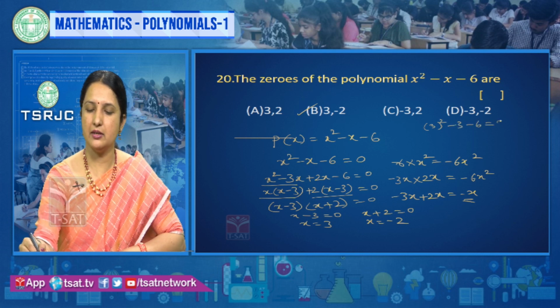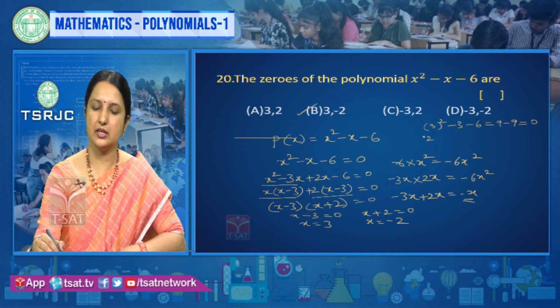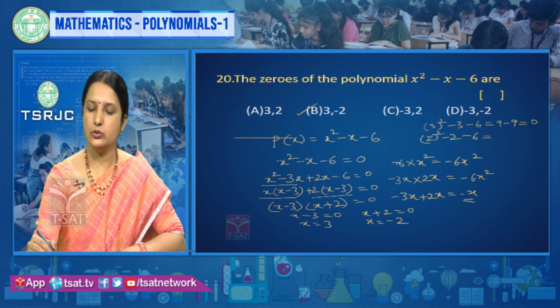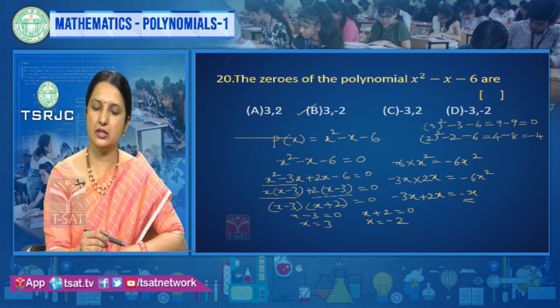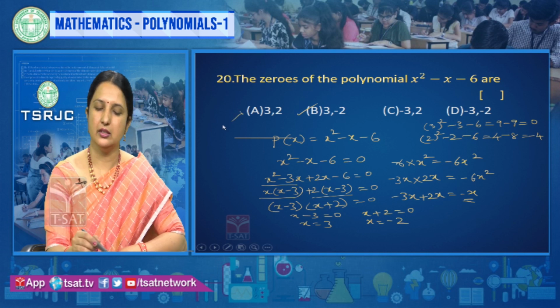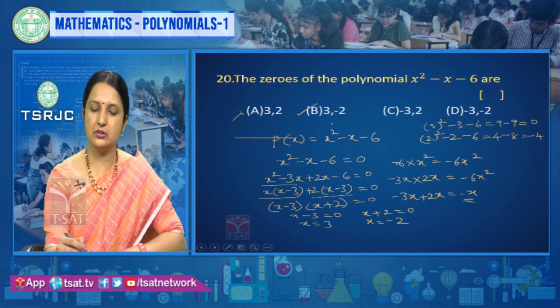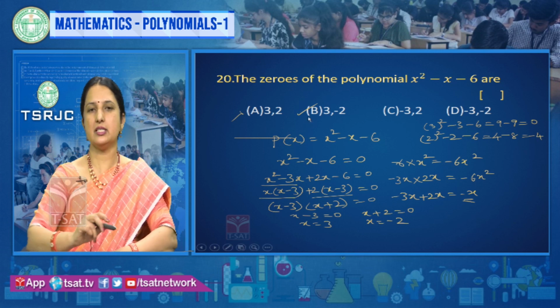But you will get 9 minus 9 equals 0. This is correct. You take 2: 2 square minus 2 minus 6. 2 square is 4, 4 minus 2 minus 6 is minus 4. So this is not a 0, so this can't be. Then you check with this, you will get 0. Both the cases you get 0. So the second option is correct one.